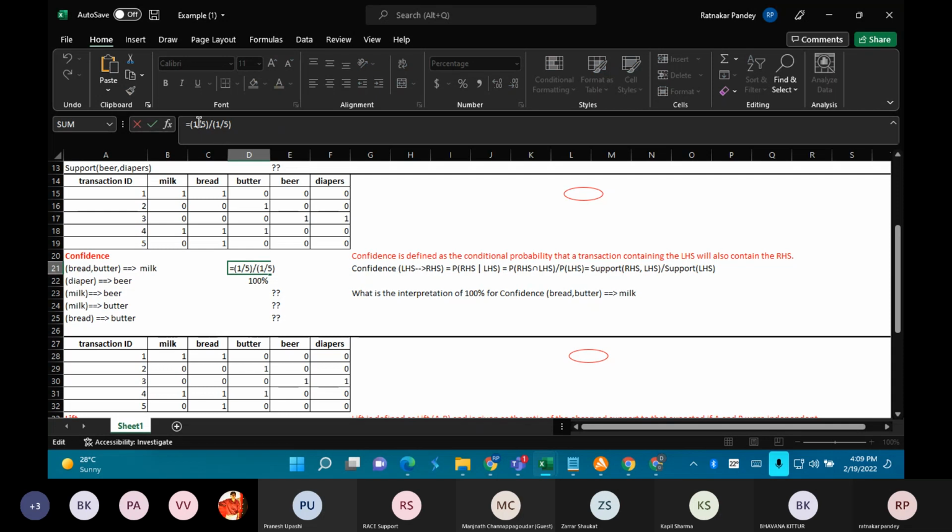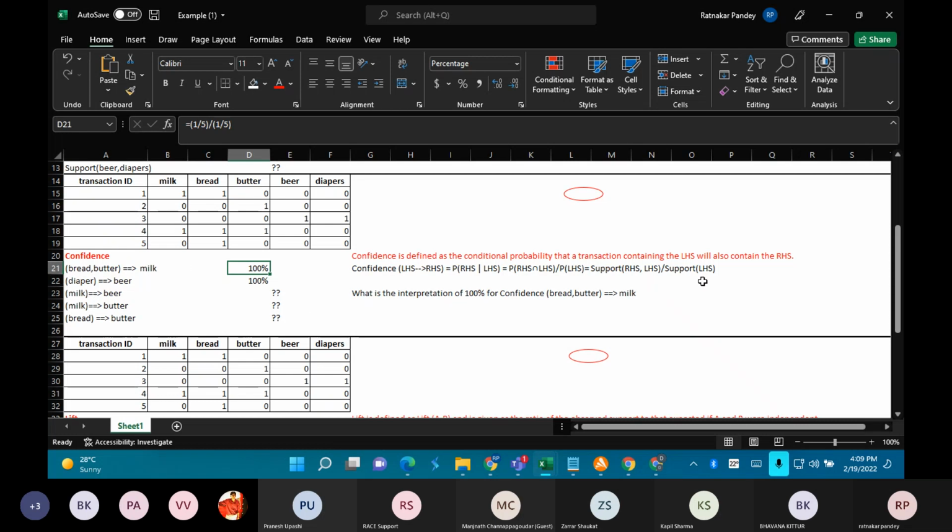What is the support of the left hand side, bread and butter? 1/5. So the confidence that milk will be bought is 100%. Given that somebody has already bought bread and butter, there is a 100% probability they will buy milk, given this baby data, because there is only one transaction where all three happen together. That's the concept of probability.